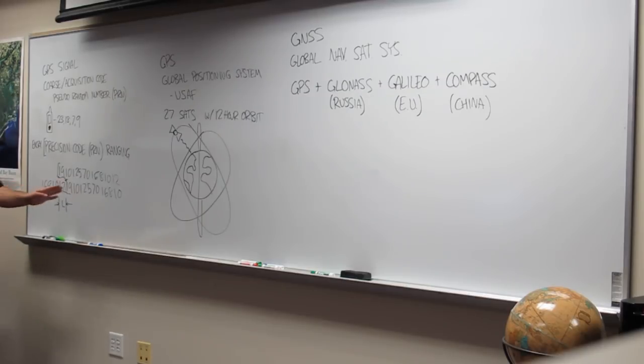Yes, it's continually streaming. It's sending out this group of numbers over and over and over again. That's all it does. That part of the satellite just continually sends out that string of numbers. So it sends it out, and then it sends it out again, and then again.